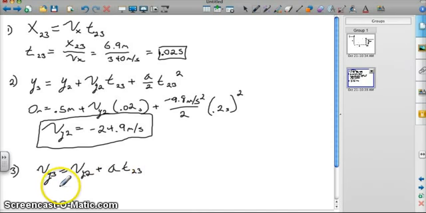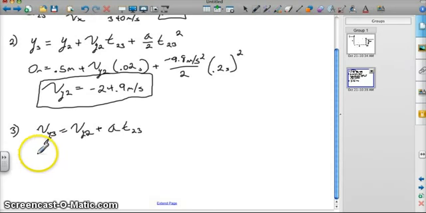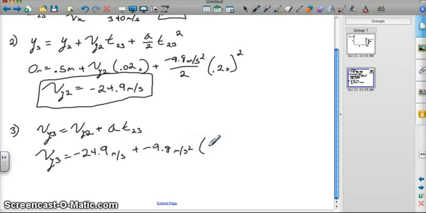When we do that, we can plug this in, and we'll get Vy3 is equal to negative 24.9 meters per second plus negative 9.8 meters per second squared times the time we found, which was 0.2 seconds, and that equals negative 25.1 meters per second.